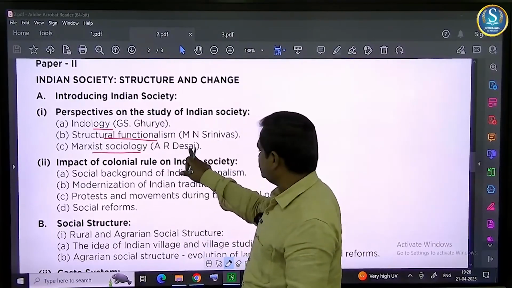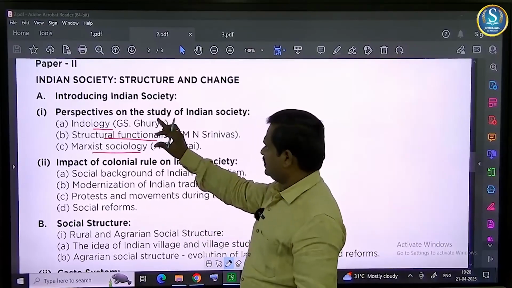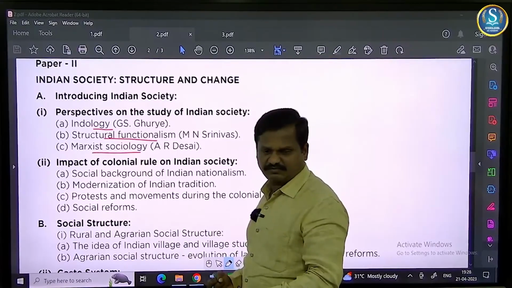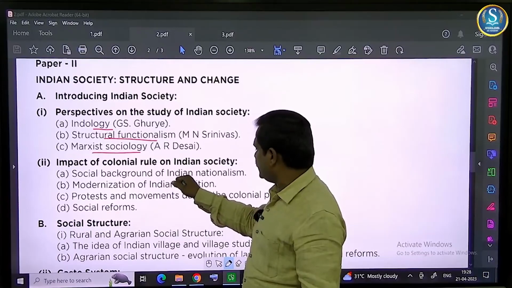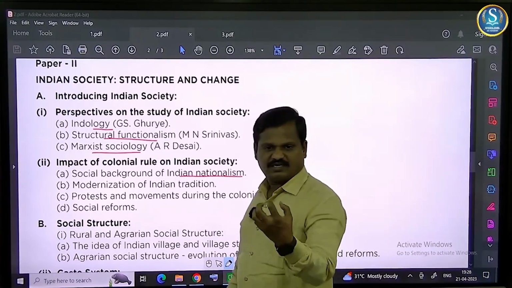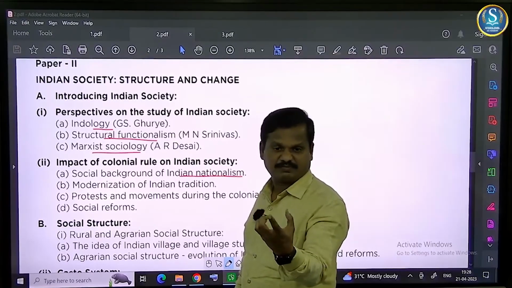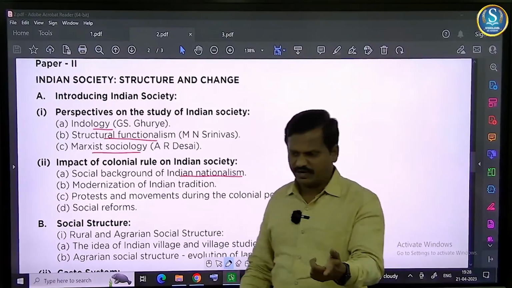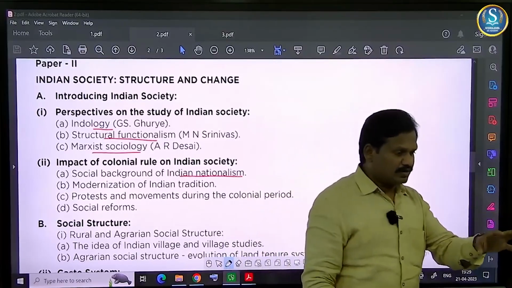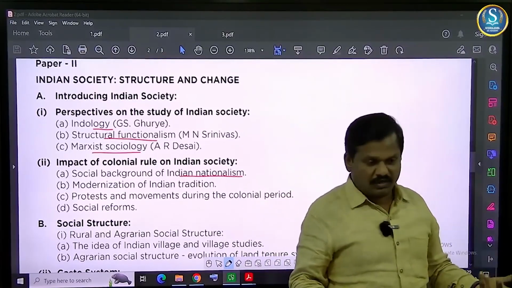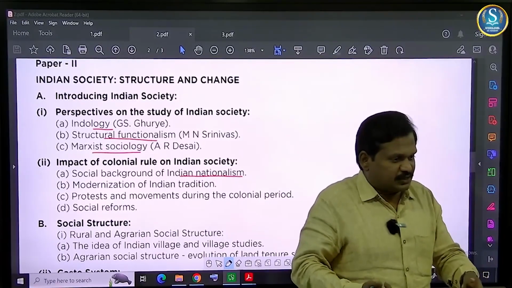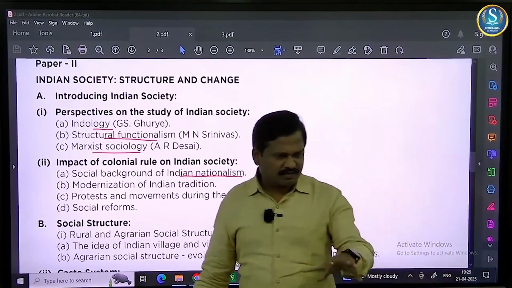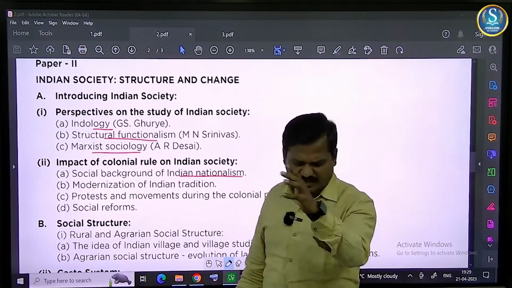Three thinkers are there: Ghurye, Srinivas, Desai. Now, secondly, how British administration affected Indian society. Because during British rule we had nationalism. The concept of nation came only during the British period, not during the Mughal period. Mughals ruled India, after that the British came. But during Mughal rule, did we have any understanding that we are all Indians? No. But the British came and they stoked a sense of nationalism in us. Why?